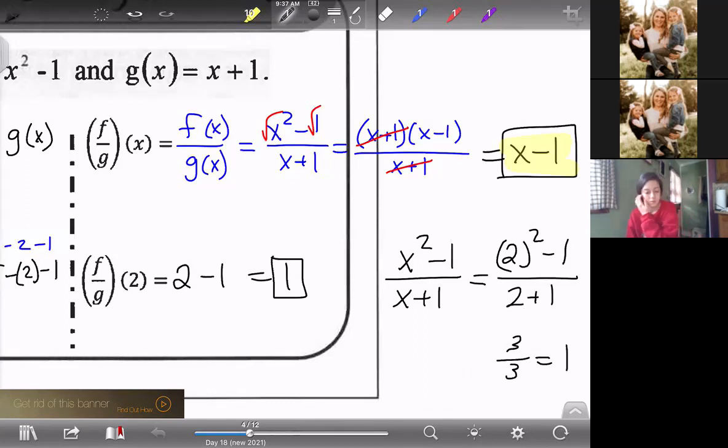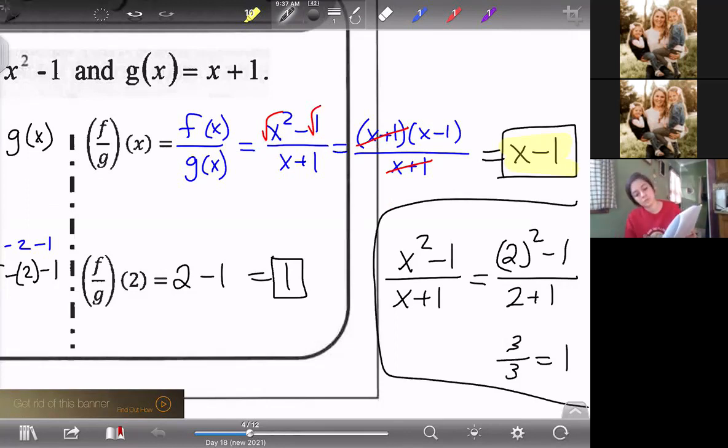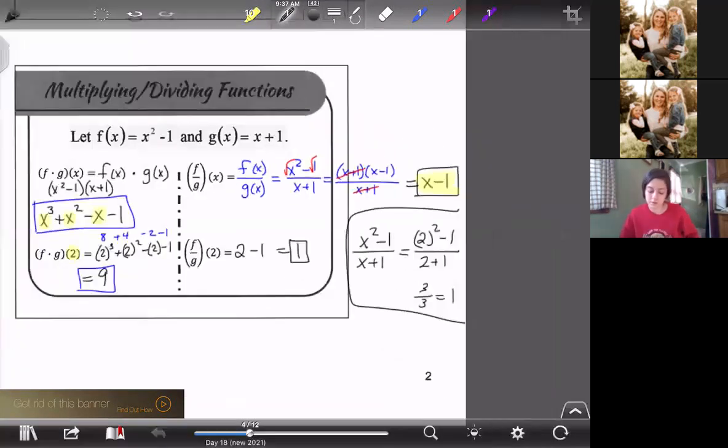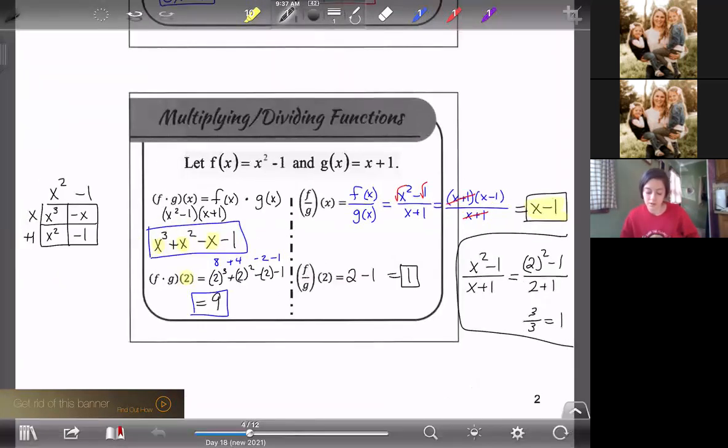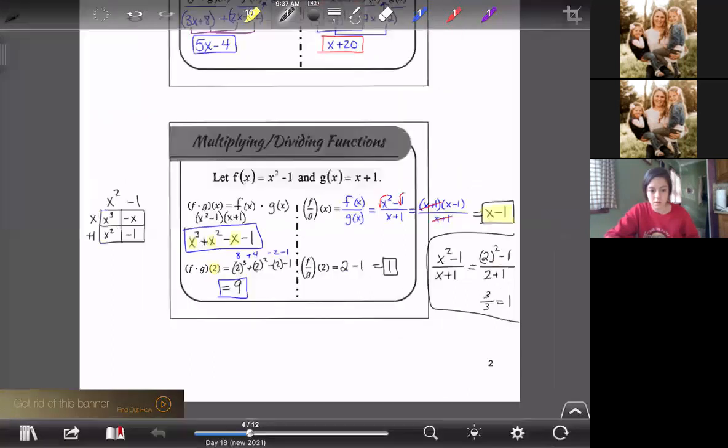If you hadn't simplified it, we would just do what's over here off to the side. If you've already simplified it, just plug in the number that they give you. And I know there's a question similar to this on your next test, so be warned. Questions on that? So that's adding, subtracting, multiplying, and dividing functions.